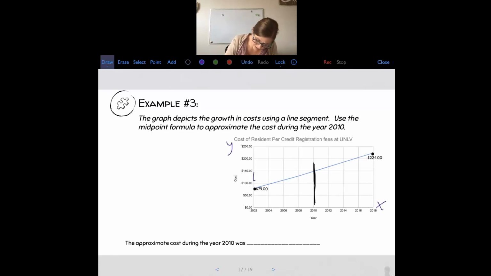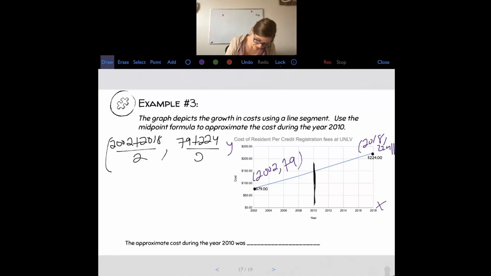So the first coordinate is the year. And the second is the cost. Okay, x, y, year, cost. Same thing for the second endpoint. Okay, so now I'm going to use my midpoint formula to determine the cost during the year 2010. So my 2 years are 2002 plus 2018 divided by 2. And my cost is 79 plus 224 divided by 2. Okay, and so 2002 plus 2018 divided by 2. I'm getting a year here, which makes sense because the x-axis is about years.